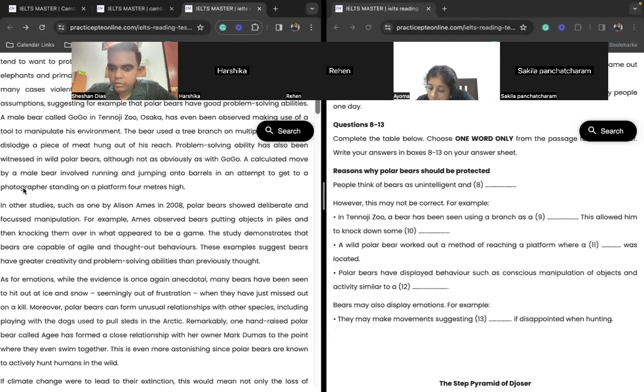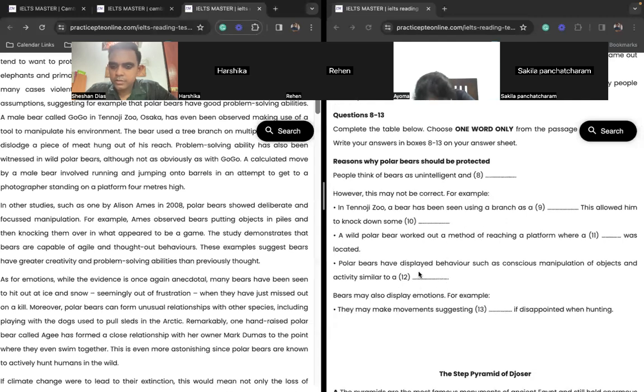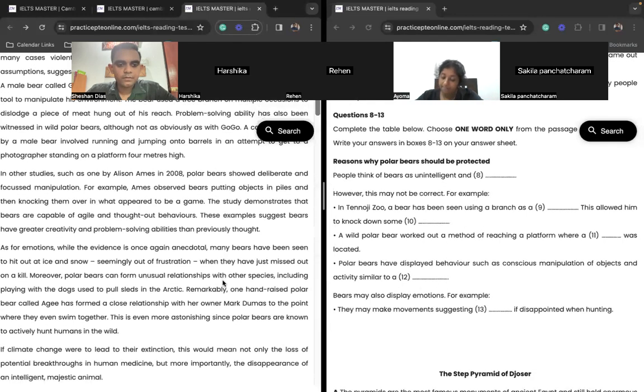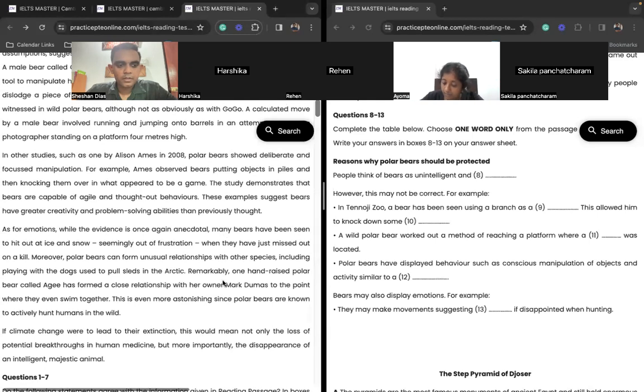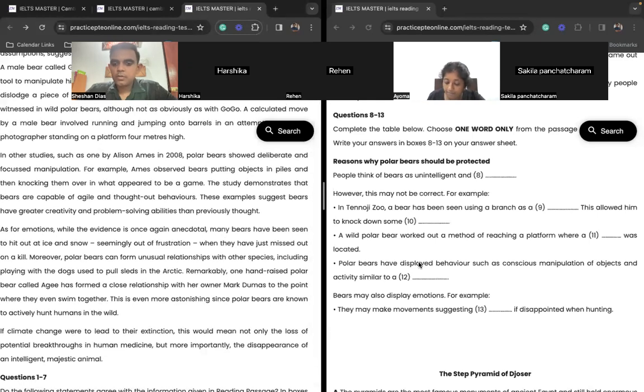Right? Photographer. Clear? So the correct answer is photographer. All right, very good. Okay, we'll quickly do question number 12 as well. Question number 12. Polar bears have displayed behavior such as conscious manipulation of objects and activity similar to a blank. Quickly type the answer.